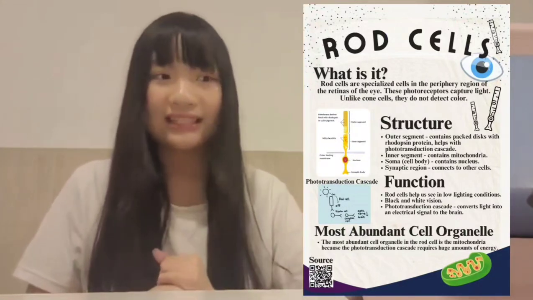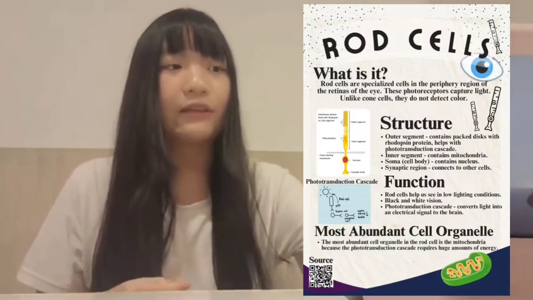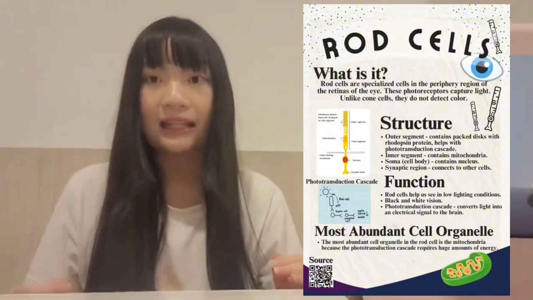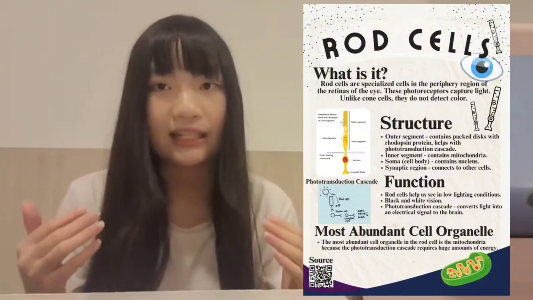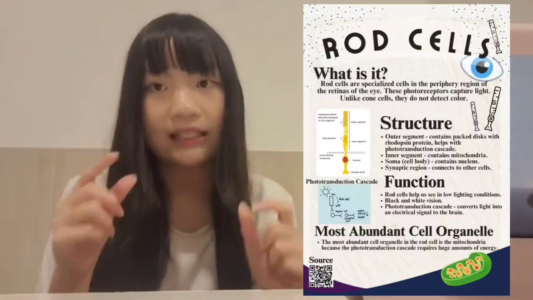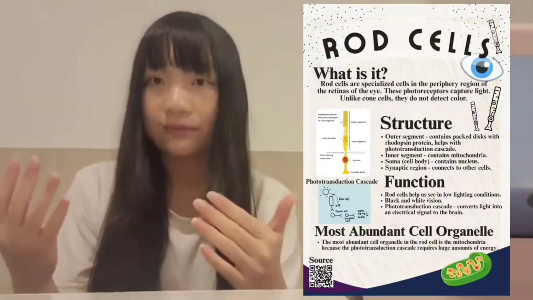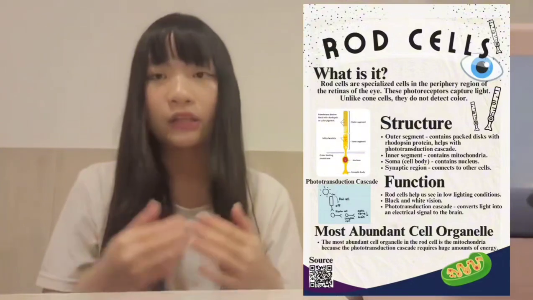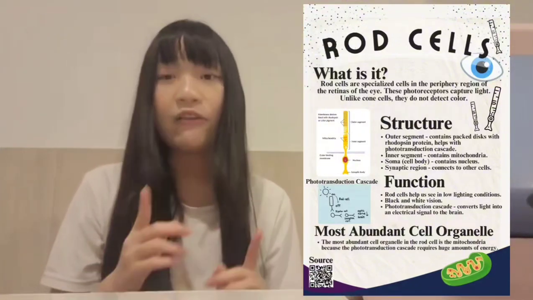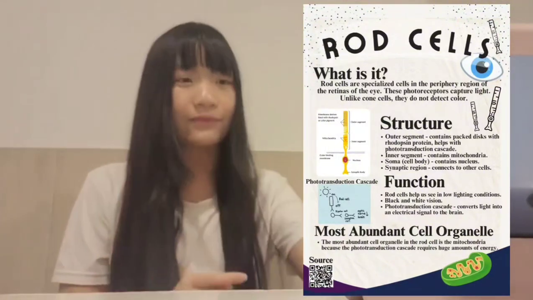So, as for the outer segment, if we look here, we can see there's a bunch of discs, and these discs are basically membranes. And on these membranes, there's something called rhodopsin. Rhodopsin is basically a protein that will help us in the phototransduction cascade. I will be explaining that later on.